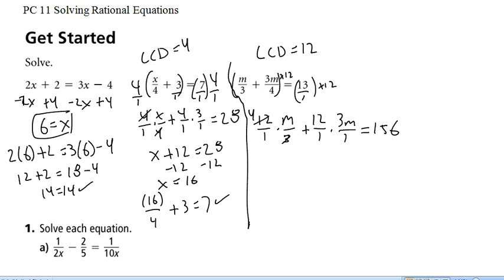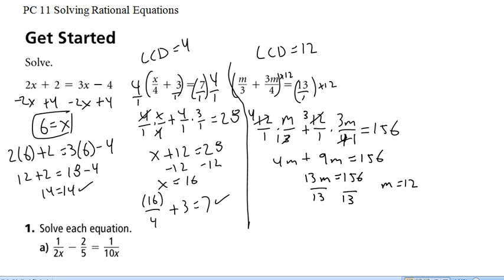12 over 3 is the same as 4 over 1, so that gives us 4m plus, oops, that was 3m over 4. So 12 over 4 is 3 over 1, which gives us 9m. So 4m plus 9m equals 156. Collect like terms. We get 13m equals 156. Divide both sides by 13, and we end up with m equals 12.